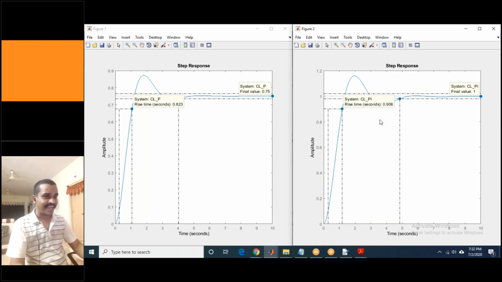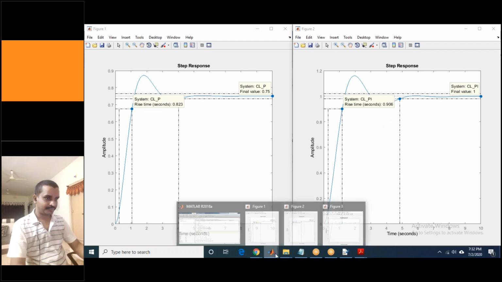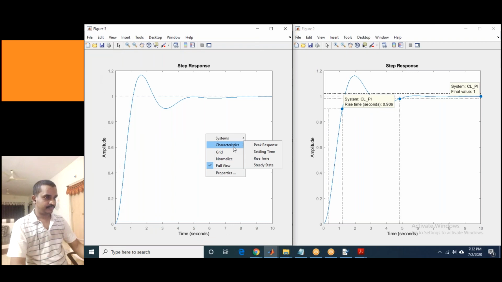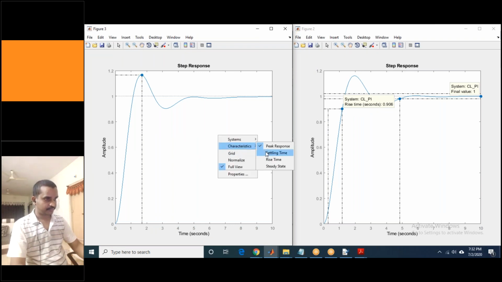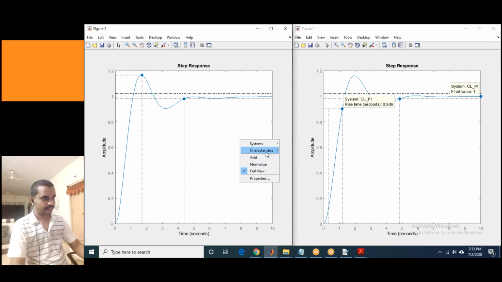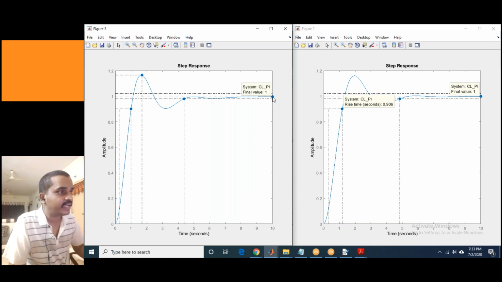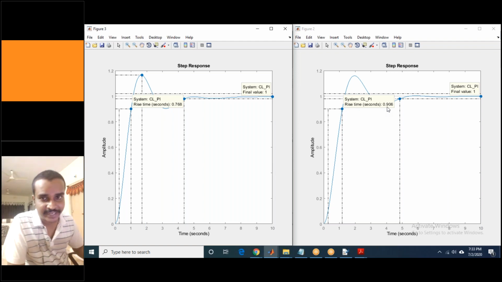If I keep on changing the PID values, then the closed loop specifications will change. Now I will compare this with my PID controller, the third one. So this is a PID controller. It is showing only PI, but it is the PID controller. The final value is 1. But you can see that the rise time of the PI controller is 0.906. However, for the PID controller, it has come down. So you can see the improvement. The PID controller is a bit faster.